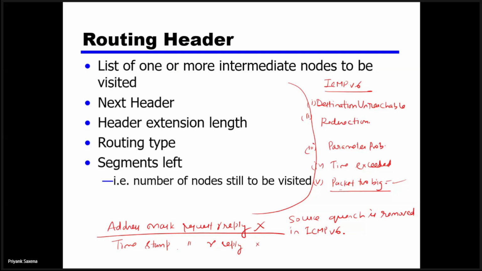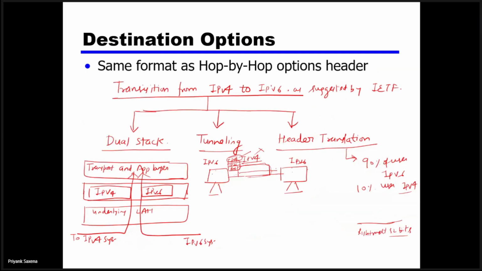And there is a destination option. As I told you, it is similar to the hop by hop option header. The only difference is that in a hop by hop option header, the information is passed to each intermediate device, each router, right? While in a destination option, the information is intended only for the destination. No intermediate device is allowed to see the information, right?